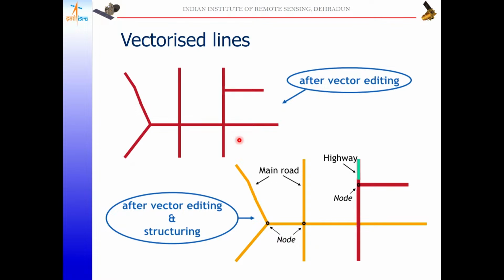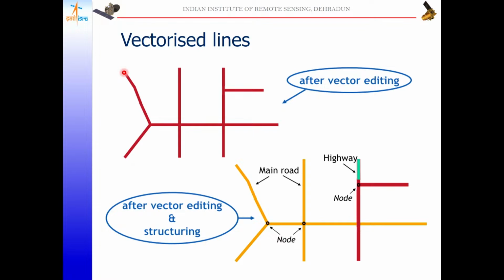So when we are digitizing any line or polygon or point, a few things we have to take care of. For example, we'll talk about digitization of a road network. So for example, this is the road network, this dark red one. So when it is digitized, how can it be digitized?